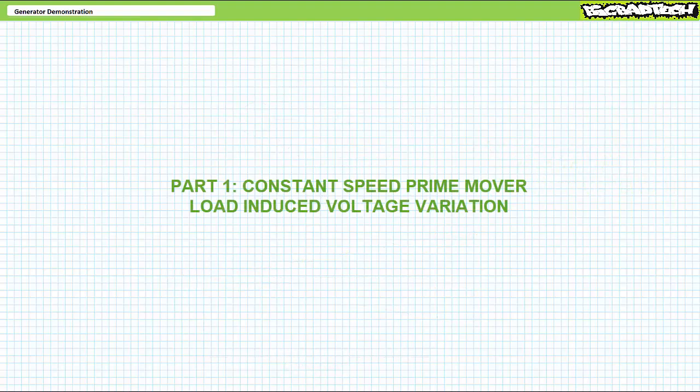Part 1, Constant Speed Prime Mover. Our goal is to establish light industrial 60 Hz 3-phase AC characterized by 120 volts line to neutral, 208 volts line to line using a Y-configured synchronous generator with 2 pole pairs per phase.